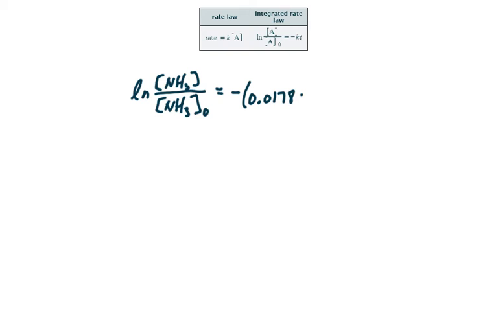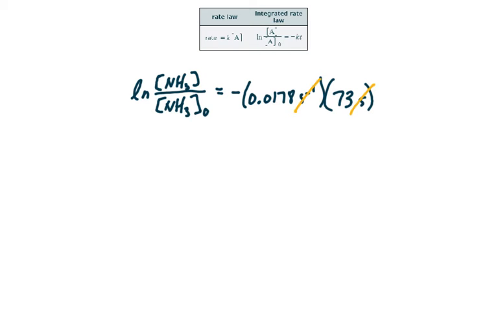So let's begin. We'll take the natural log of ammonia, and I'm not going to place the initial concentration yet. I'll do it one step at a time, but we know that's initial, is equal to negative, don't forget the negative sign there, negative k, which is 0.0178 seconds to the minus 1, times the time, 73 seconds. Notice that the units of time cancel.